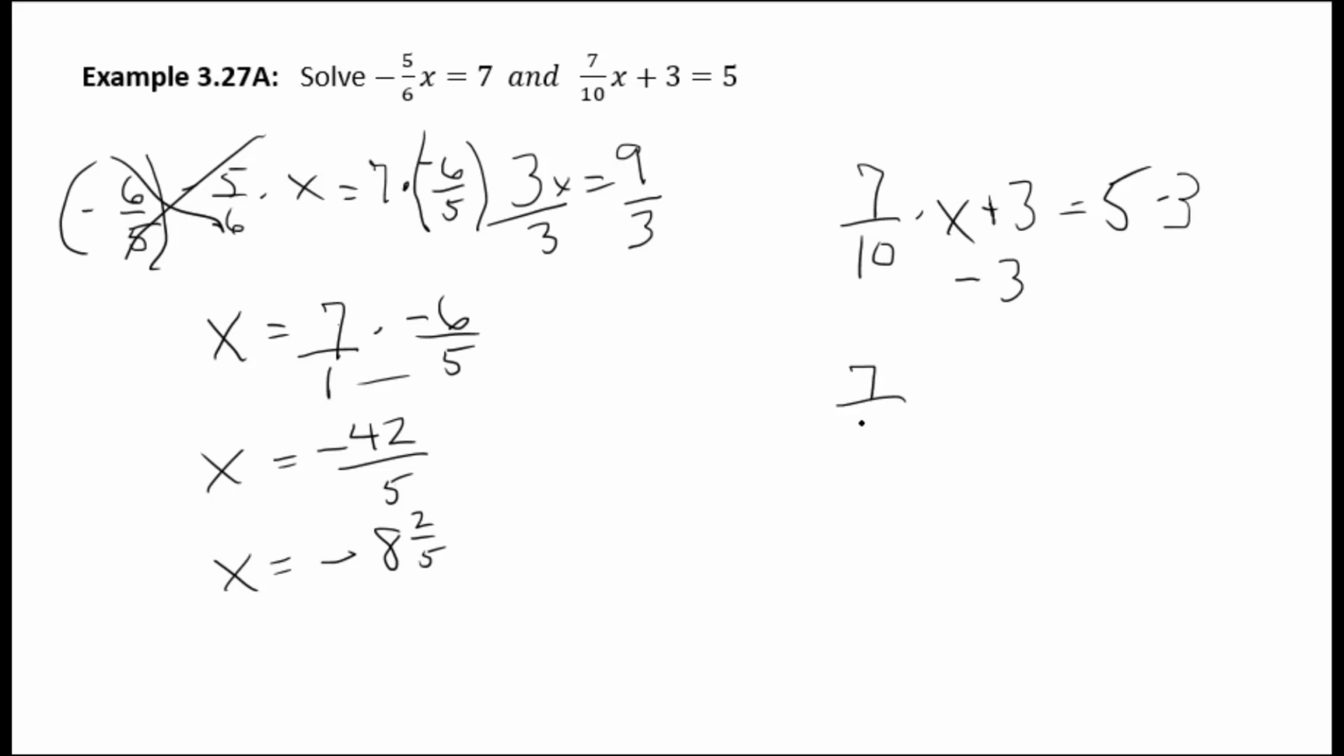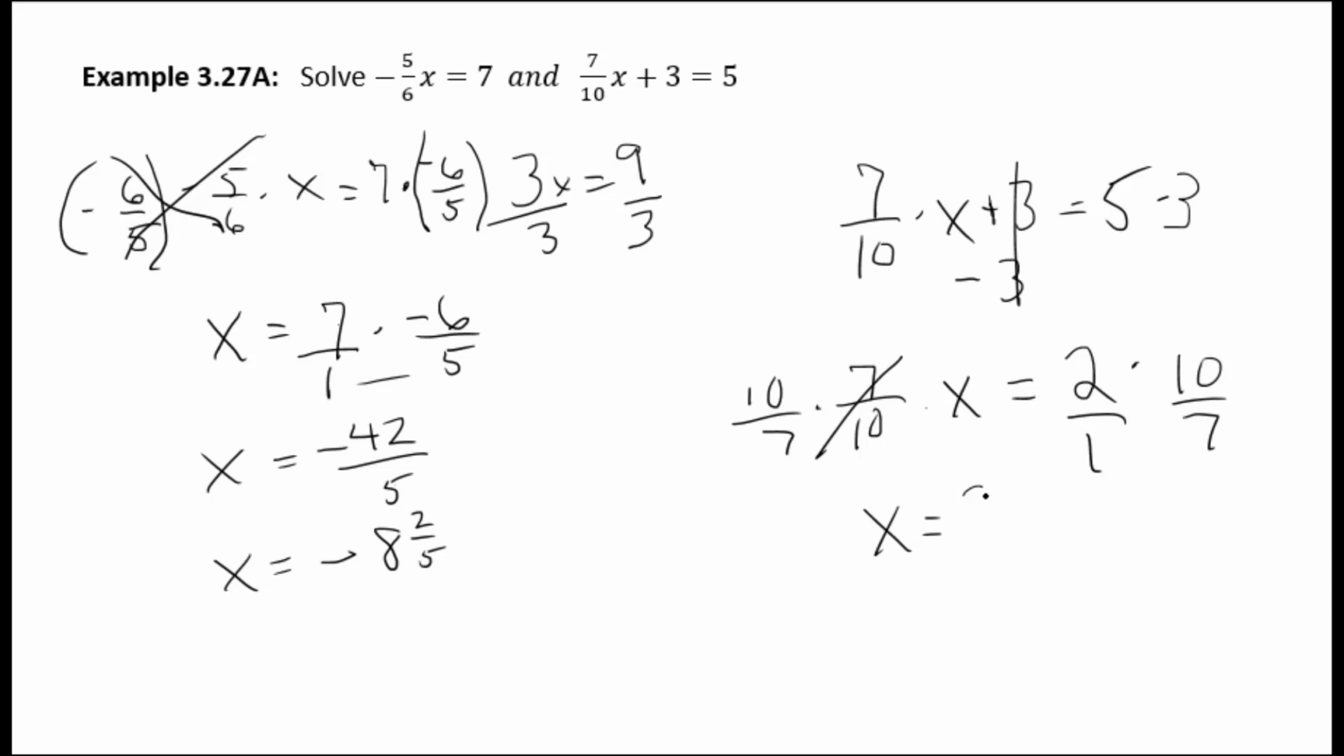And then I get 7/10 times x, 3 minus 3 is 0, equals 2. Now I can multiply both sides by 10/7. Multiply that by 10/7, multiply that by 10/7. These cancel because that's the reciprocal. And I get x equals, and I can multiply these straight across, 20/7, which is good enough, but as a mixed number, that is 2 6/7.